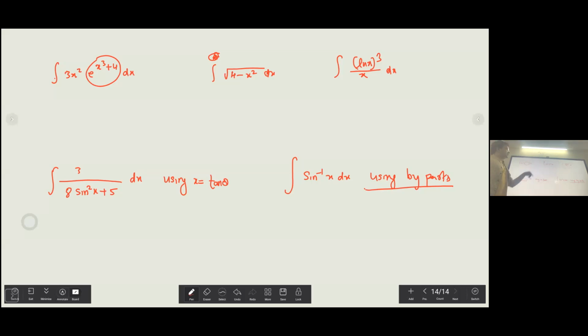Just make sure that you understand each of these questions. You'll be clear with all the techniques. And after this, I'm going to give you some time break. Now, first one is 3x square e raised to x cube plus 4.